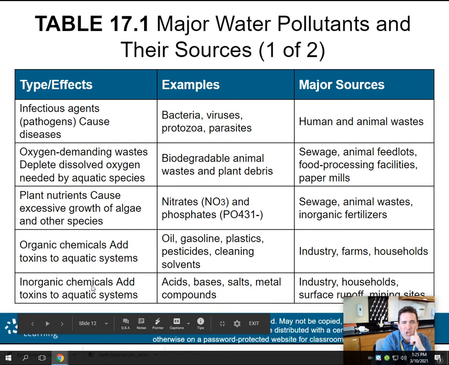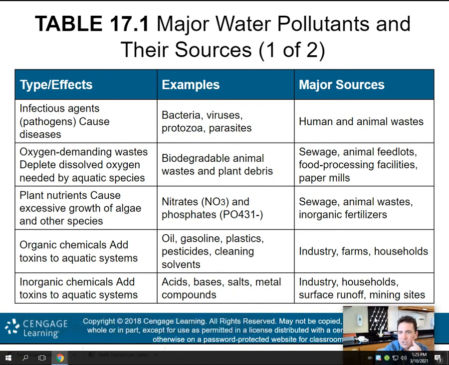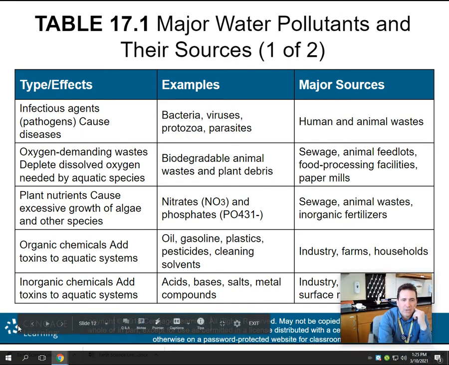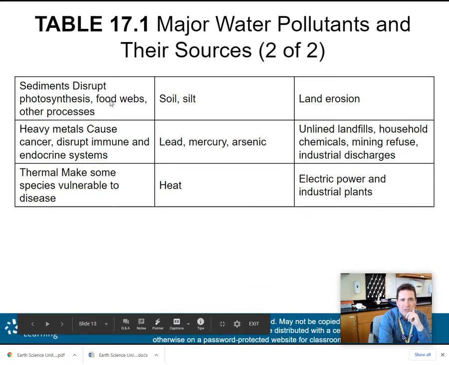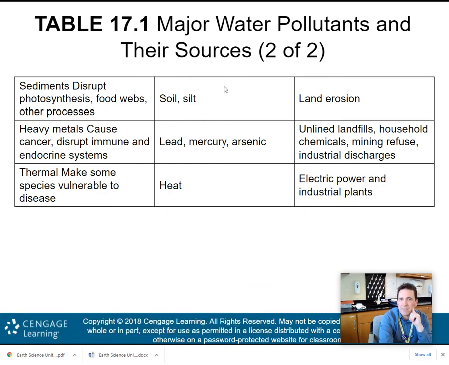Inorganic chemicals can also add toxins to the water systems. Acids, bases, salts, metal compounds. Where do we get those? Industry, households, surface runoff, mining sites. Sediment, right? Disrupts photosynthesis, food webs, other processes. An example of that: soil and silt. Where does it come from?